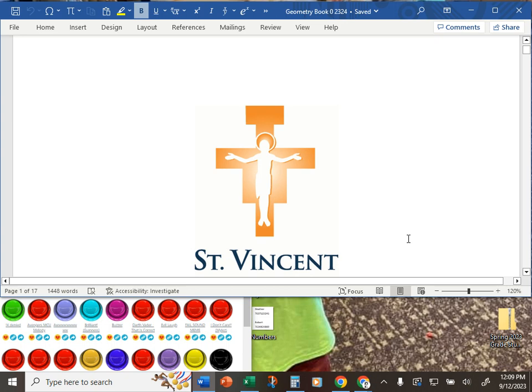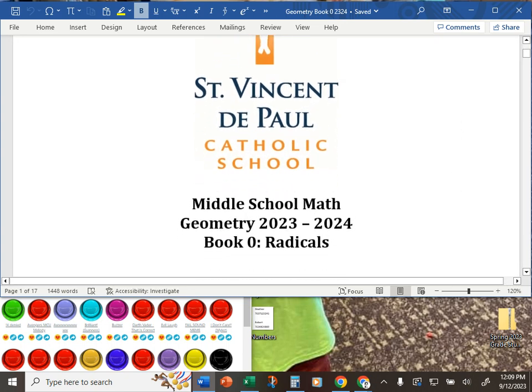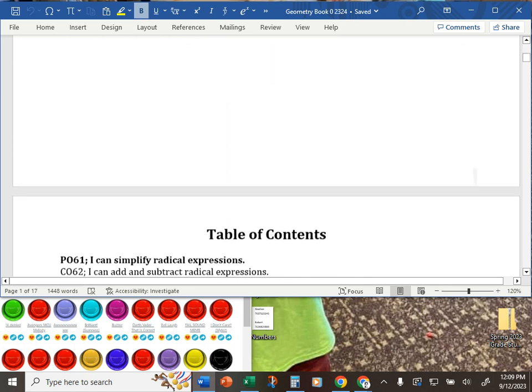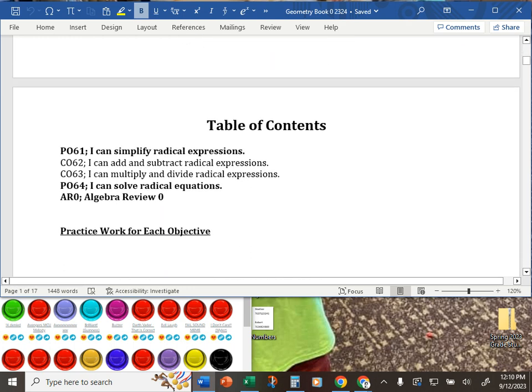Alright, geometry. We are kicking off the 23-24 year with algebra. One lonely unit that we didn't quite get to cover at the end of last year. It is all on square roots. It's not an easy one, but it's what we're going to start with.